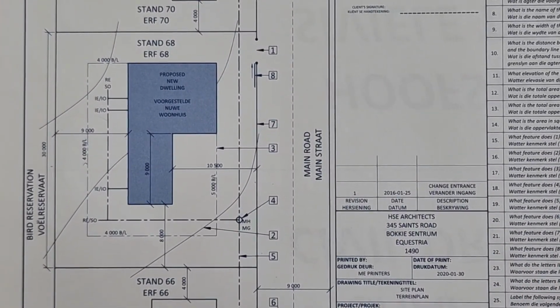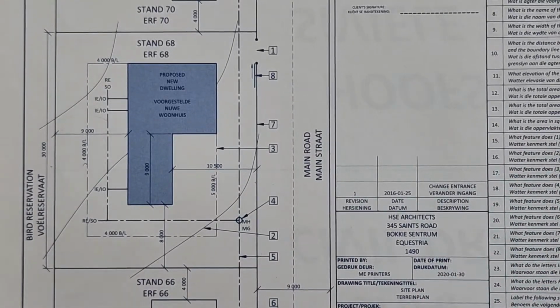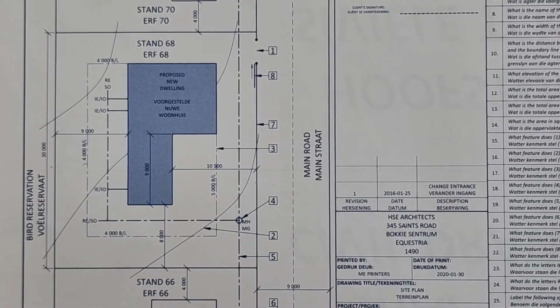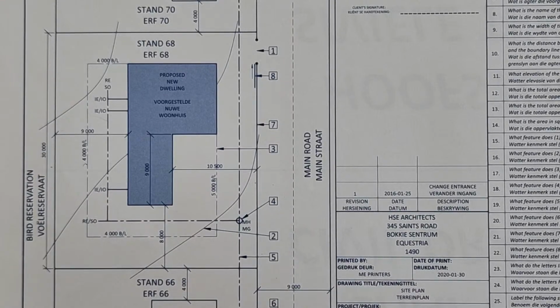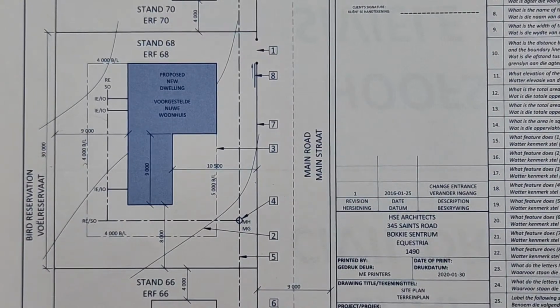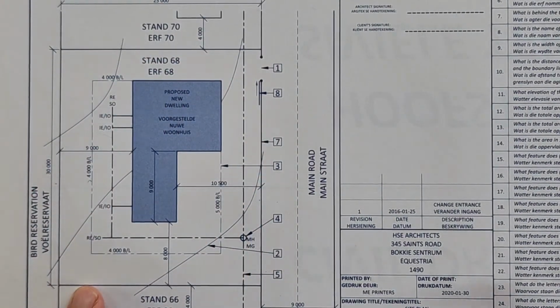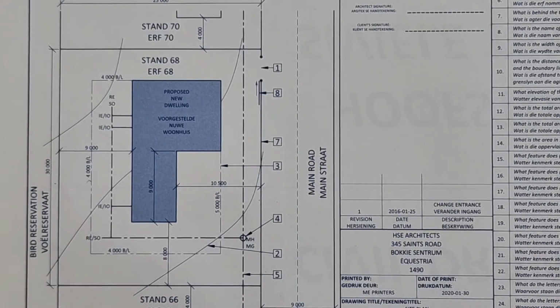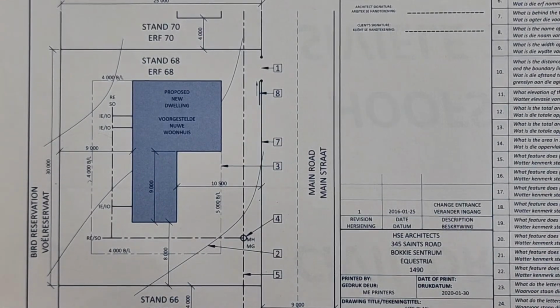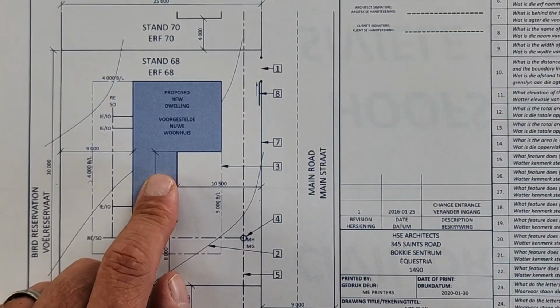For whom is the proposed new dwelling? Well, it is for Mr. Smith. Yeah, well done. What color must the proposed new dwelling be on the site plan? That one you should know. Wat is die kleur van 'n nuwe voorgestelde huis op 'n terreinplan? New brickwork, new, red, yes. Red, it's the color of any new proposed dwelling on a site plan.